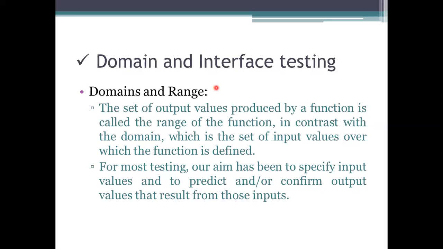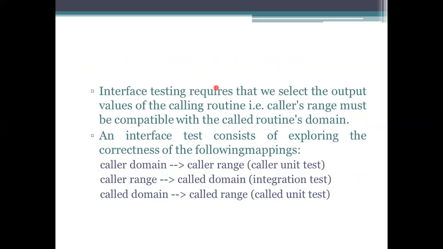The set of output values produced by a function is called the range of the function. The input values used for producing these output values are called the domain. Domain means the input values, range means the output values. Based on that representation, we form the testing of these interfaces based on the following mappings.